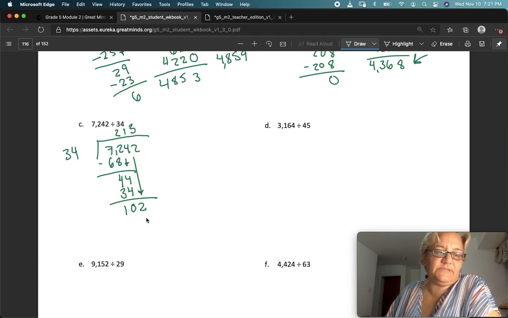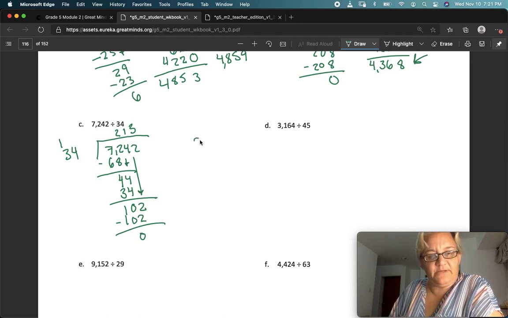3 times 4 is 12. Carry the 1. 3 times 3 is 9, plus 1 is 10. It does work. All right, and then we check our work.